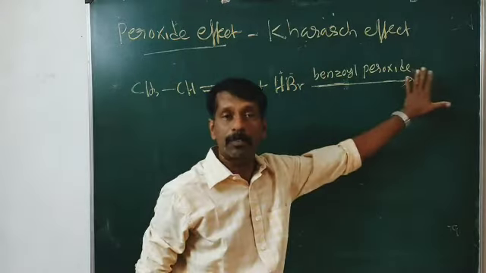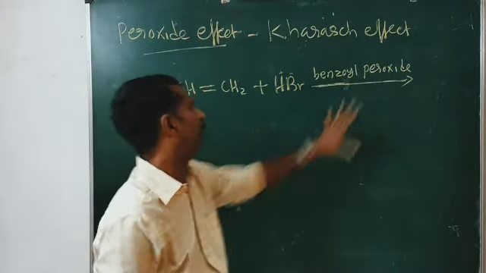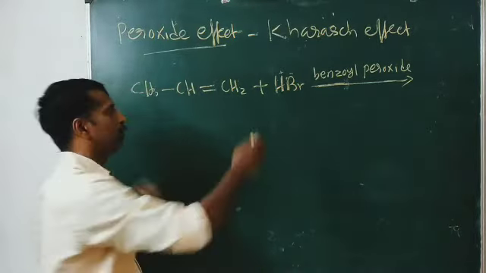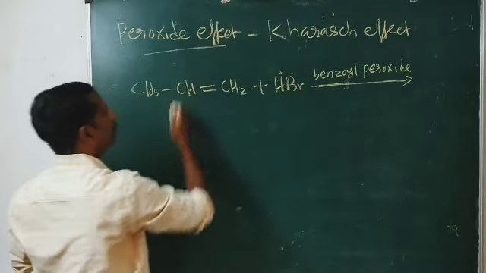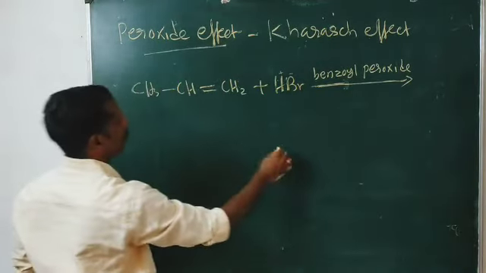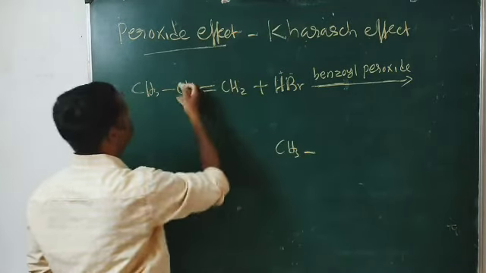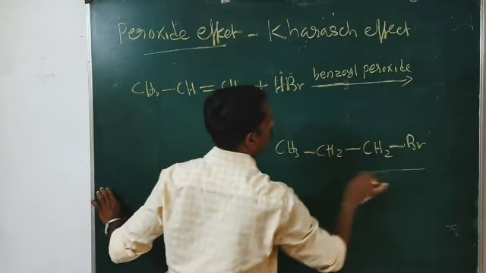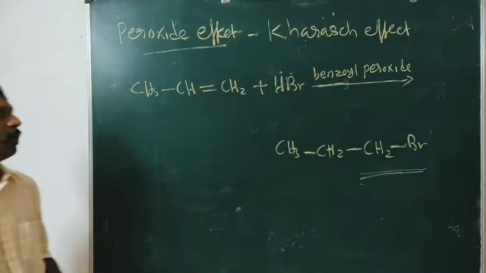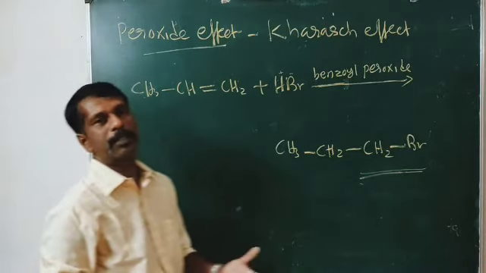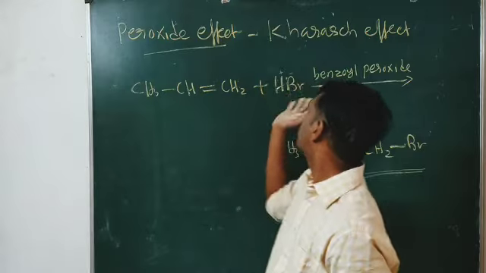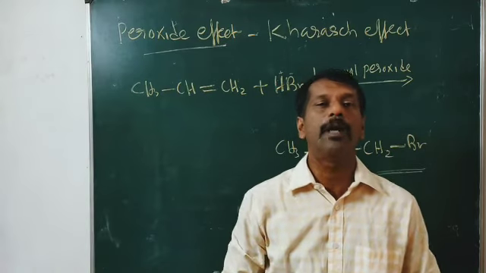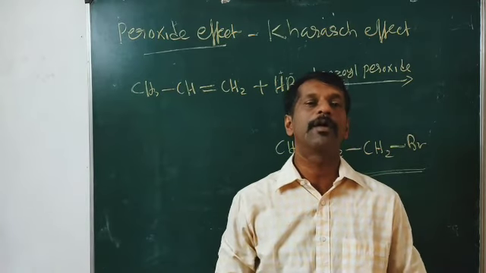But in the presence of peroxide, what is the product? This reaction will follow anti-Markovnikov's rule. That means the positive part will go to this carbon. So in the presence of benzoyl peroxide, the product is CH3 CH2 CH2Br; the hydrogen atom will come to this CH2. This is what is called the peroxide effect or Kharasch effect. In the presence of a peroxide, the addition of hydrogen halide to an unsymmetrical alkene will follow anti-Markovnikov's rule, or we get the anti-Markovnikov product.